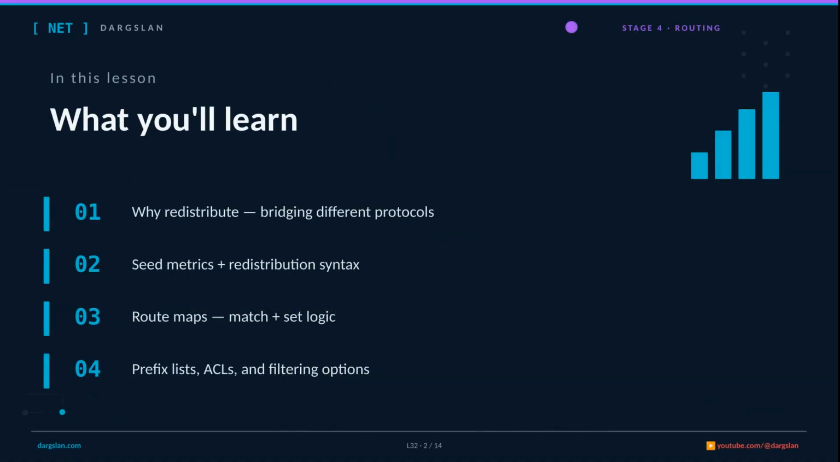Here's the path we'll take. First, we'll look at why redistribution exists in the first place, what problem it solves when two protocols need to share information. Then, we'll get into the actual syntax, including seed metrics, which is where a lot of people stumble early on. From there, we'll move into route maps and their match and set logic, and finally, wrap up with prefix lists, ACLs, and the filtering tools that give you precise control over what crosses between protocols.